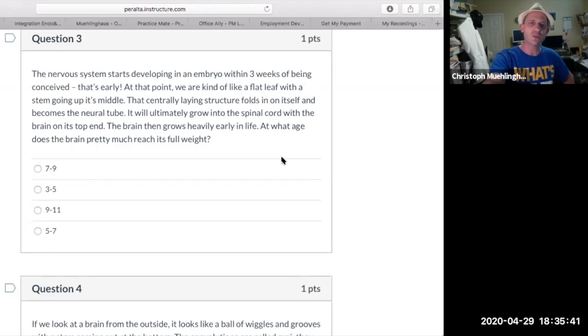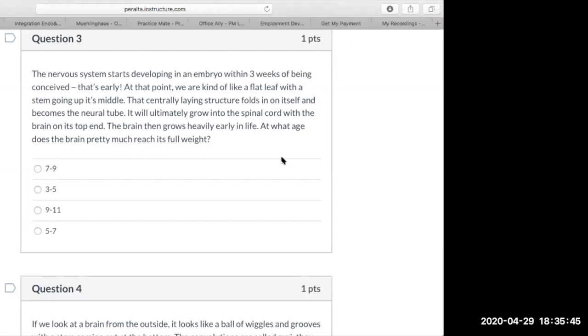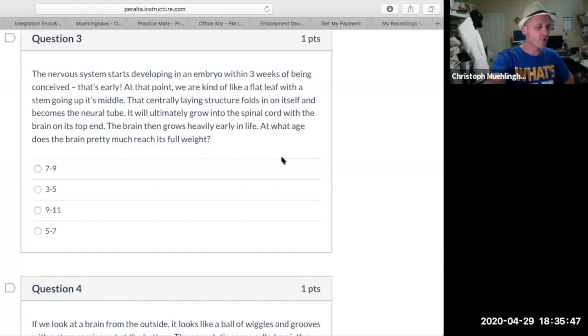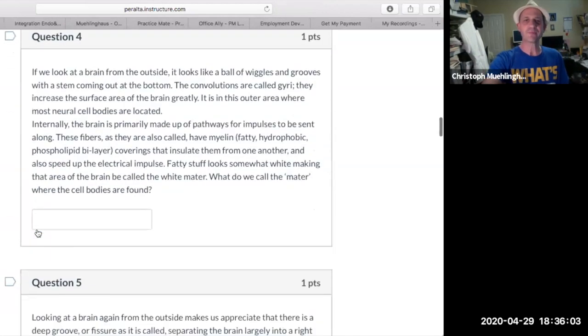At what age does the brain pretty much reach full weight? 5 to 7. I heard Johanna first. Is that right? Yes. Okay, 5 to 7. Oh, you guys all get it, good. I know you all know these answers by heart. But I'm proud that I can distinguish your voices by now.